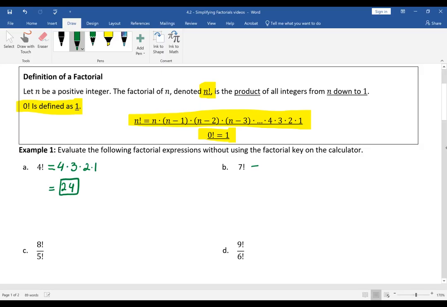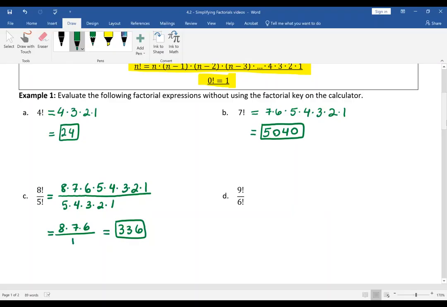We will do the same thing for part B. 7 factorial is 7 times 6 times 5 times 4 times 3 times 2 times 1. Multiply all the numbers. You can use a calculator to multiply. And the answer is 5040.